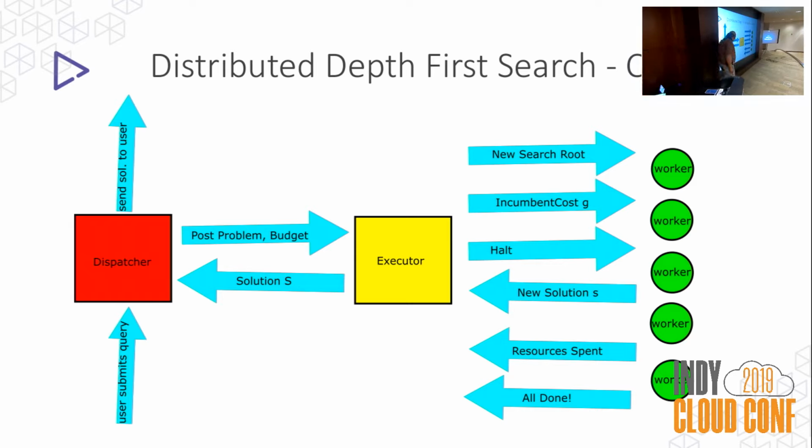So a user hands us a question, which is a search problem of some variety. So it's both the domain definition, which is, here are the actions, here are the heuristics, here are the goal tests, and an instance. So here's a particular situation of the world I want you to start from. That goes into a dispatcher, which posts the problem and a budget to the executor. And the executor uses that budget specifically in terms of compute nodes to spin up however many workers it needs or however many workers it's allowed to, generate work for them, and then parcel it out.